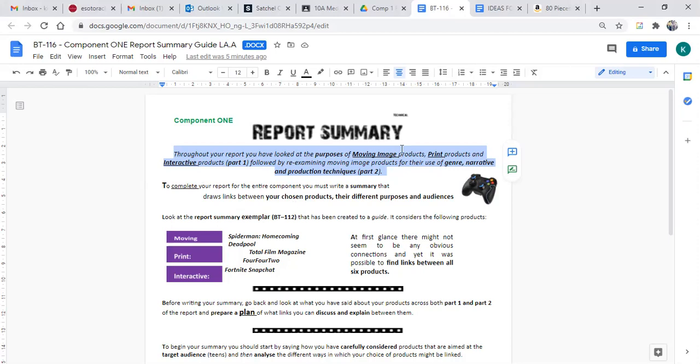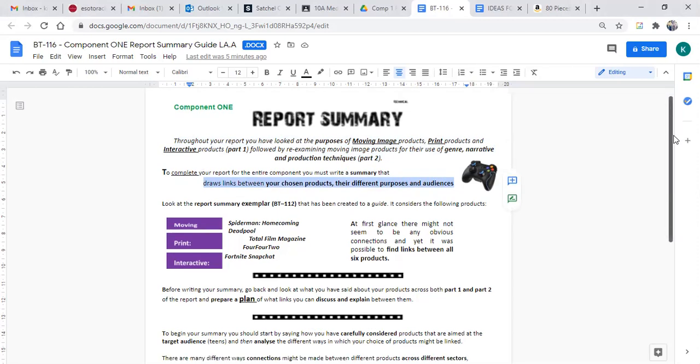So, what you need to do on this report is draw links between your chosen products, their purposes, and audience. You just need to say how your three items that you've looked at for component one, Learner Name A, so far basically share anything in common.